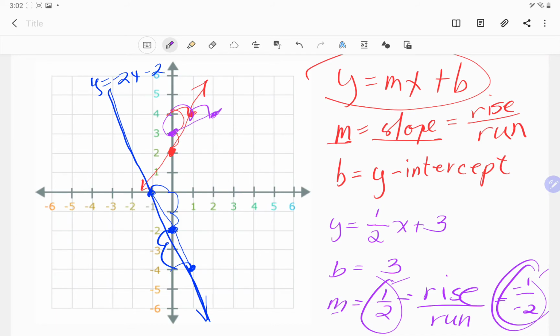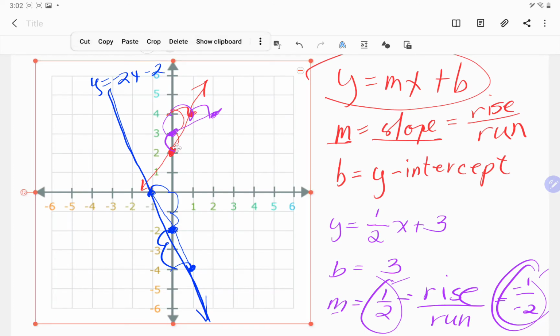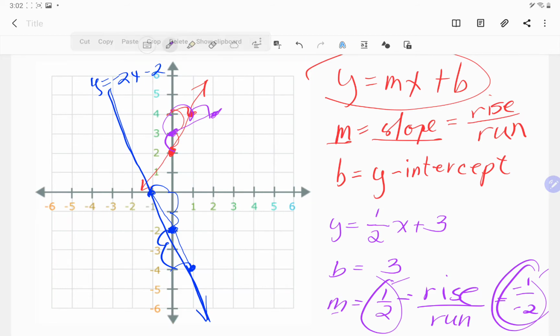How about negative 1 and negative 2? We are going to do the negative rise, which is negative 1, that is 1 unit down, and then negative 2, which is 2 units to the left, 1, 2 here. If you have noticed, whether you use negative over negative or positive over positive, the answer will still be the same. So this is our y equals 1/2 x plus 3.